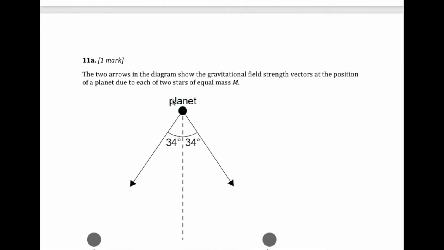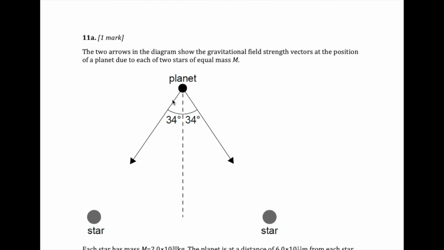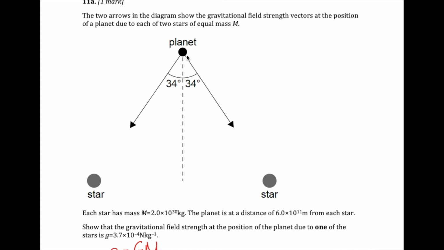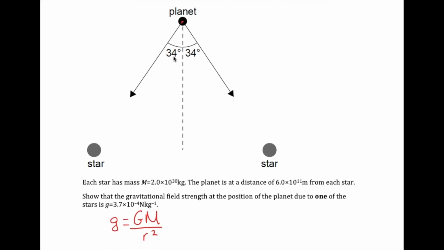Okay, next question. We have two arrows in the diagram showing two stars and the planet which is in the gravitational field of both stars. That's the vector for the gravitational field of this star at the planet's location, and that vector is the gravitational field vector from that star at the location of this planet. The star masses are equal, the system is symmetric, the angles are given.